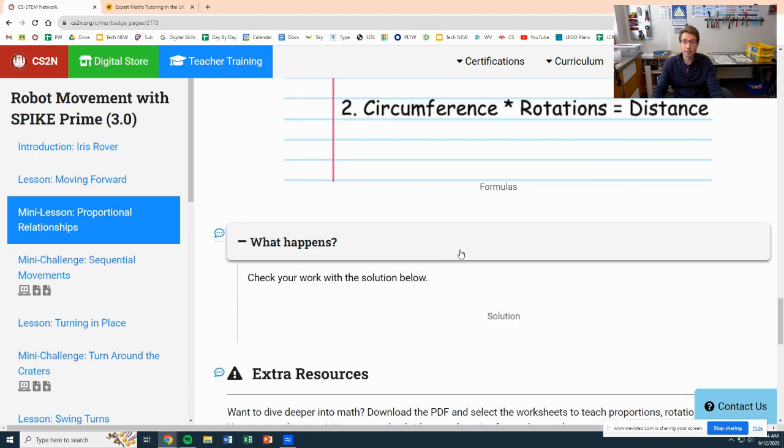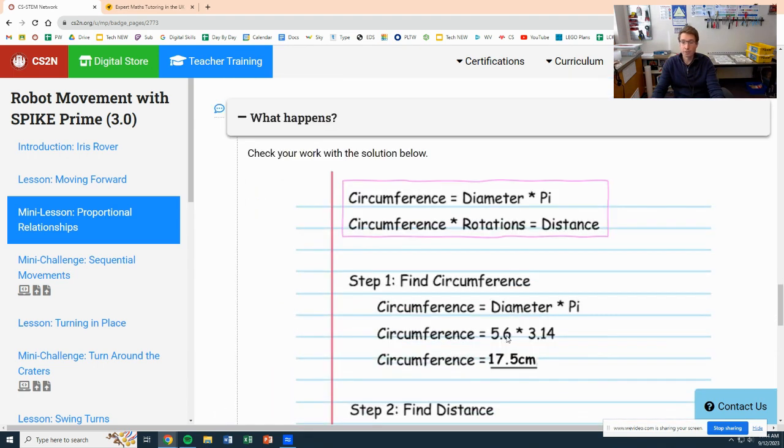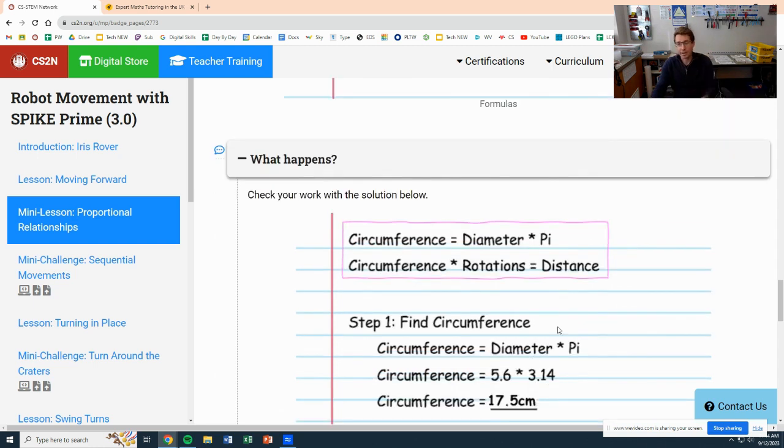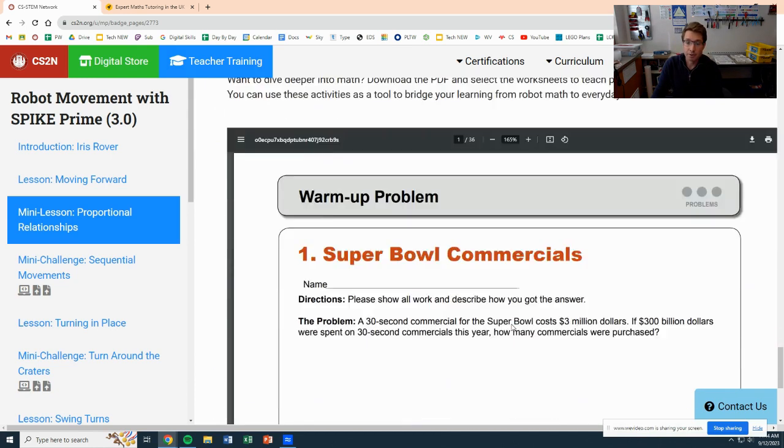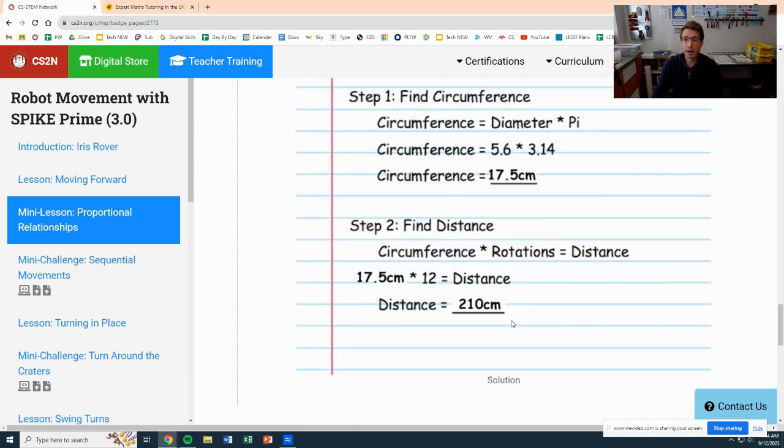Now, go ahead and check your work here. So you have the 5.6, which is the diameter. You times that by 3.14, getting you the circumference. Now, you might have already taken that number, 17.5 centimeters, times 12 rotations, which should give you 210 centimeters. And that will be its total distance traveled. Now, when you're coding your robot, you can figure out exactly how far to go by its centimeters, by its rotations.